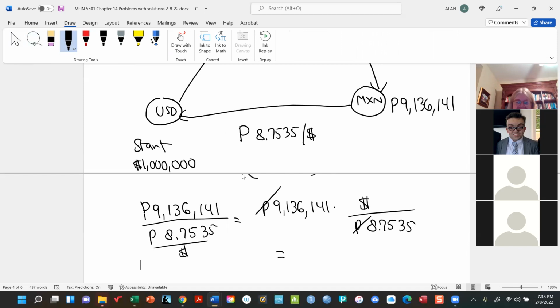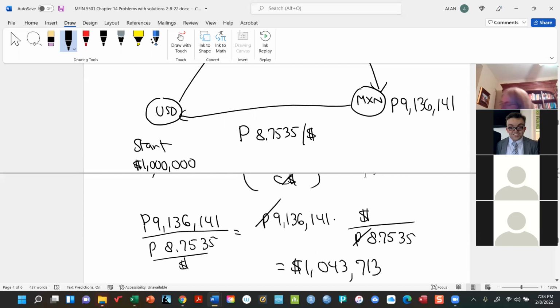Now you can see by looking at it, this is going to be more than $1 million. But let's find out the exact amount. So it's 1,043,713, let's say. So it's more than $1 million. That's all we need to know. We made money.